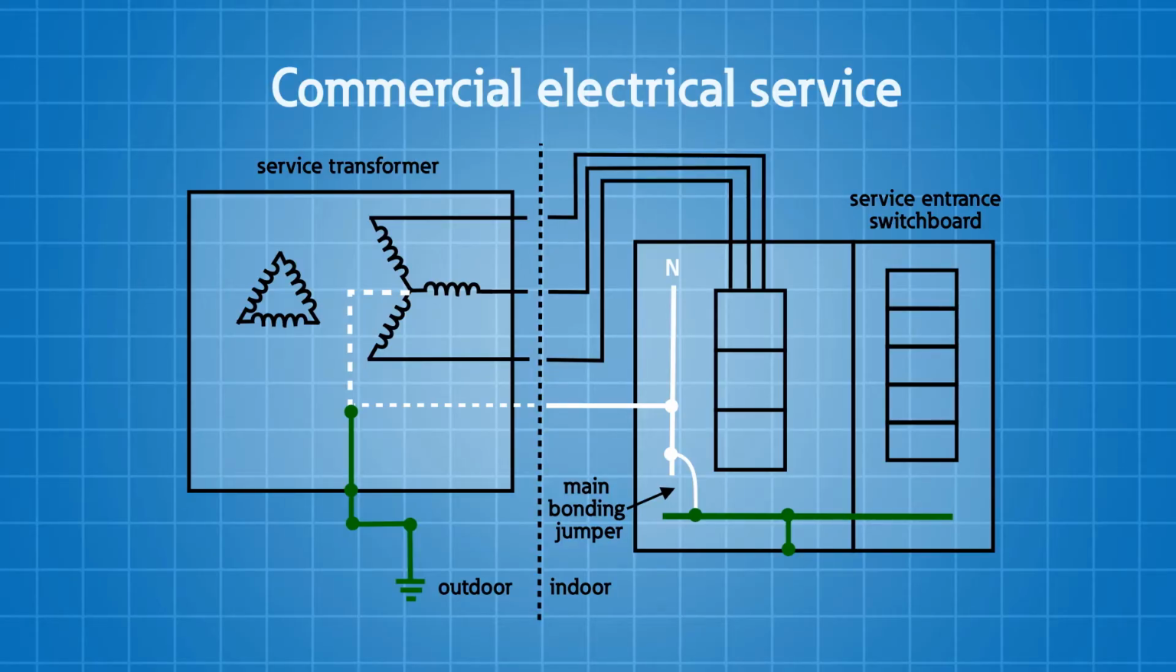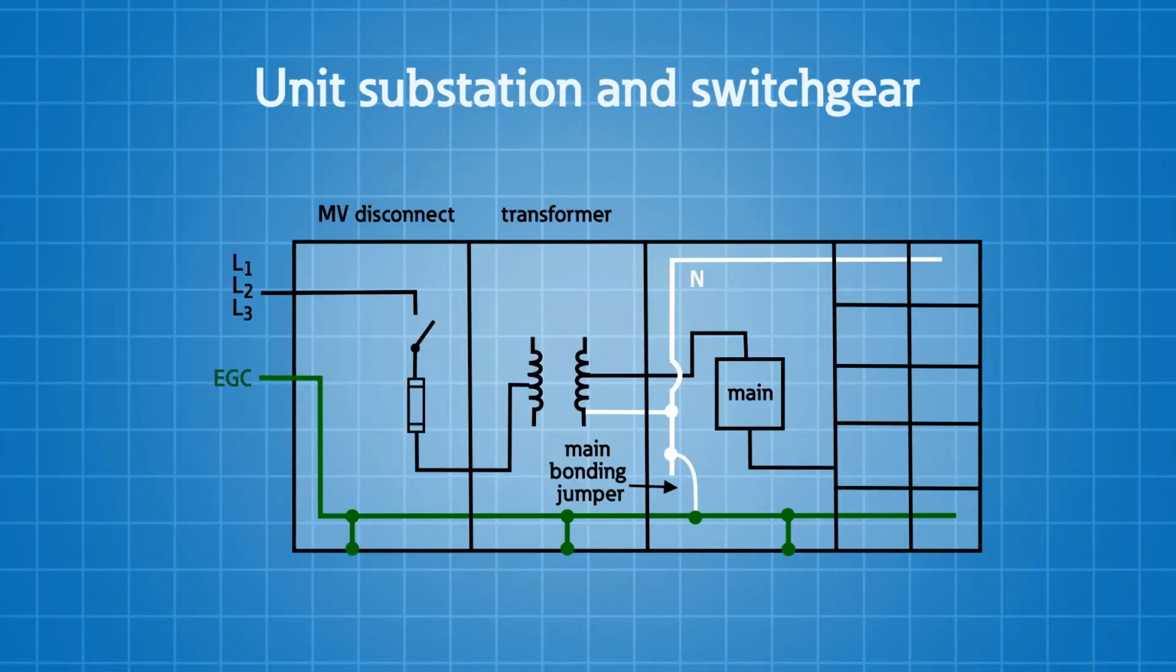Let's show you how a pad-mounted transformer might be grounded and bonded, and how the indoor switchboard might be grounded and bonded for a solidly grounded commercial power distribution system. Finally, for larger systems using unit substations and switchgear, here's how the grounding and bonding is done for those systems.